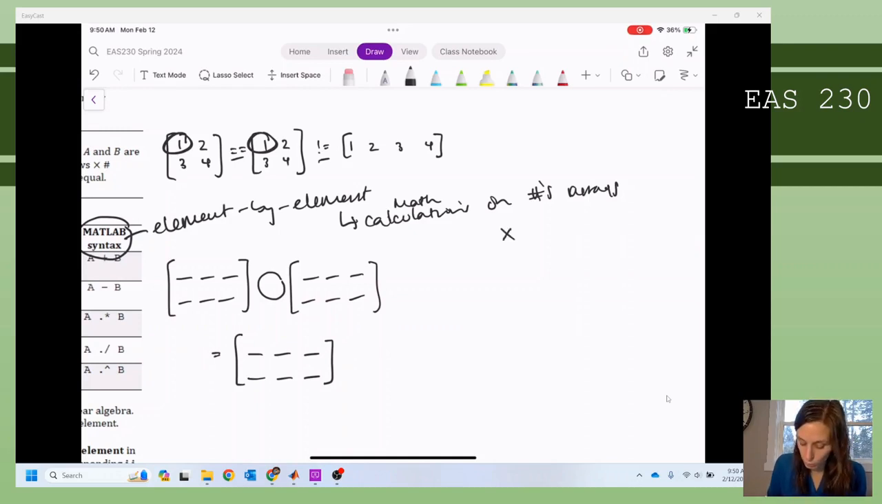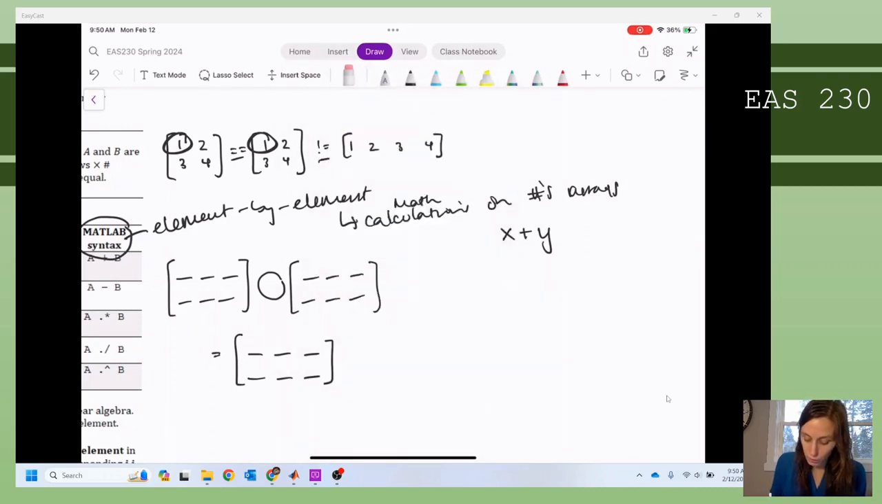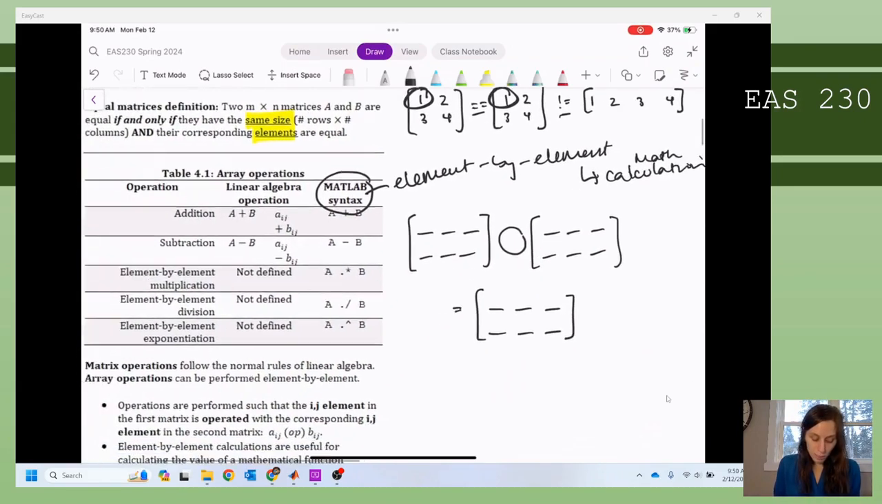So for example, if I want to do x plus y times, I don't know, z, where x are numbers 1 through 10, y are numbers 10 through 20, and z is numbers 20 through 30, I can do this kind of operation on all of the numbers in my array at one time using element by element operations. So this is my MATLAB syntax for that.